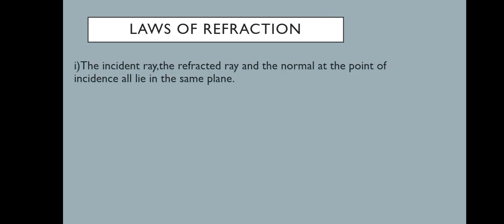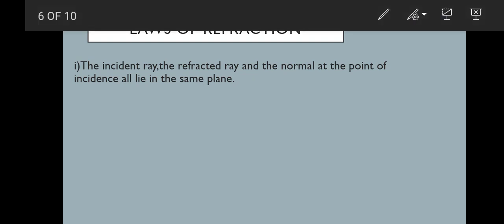Now here are the laws of refraction. The light ray obeys the laws of refraction. The first law is that the incident ray, the refracted ray and the normal at the point of incidence all lie in the same plane. As you can see, the point of incidence is where the incident ray is striking the surface of the second medium. All of these are lying on the same plane, the xy plane.